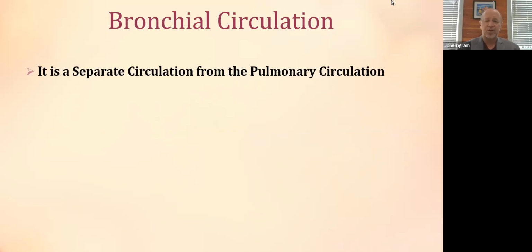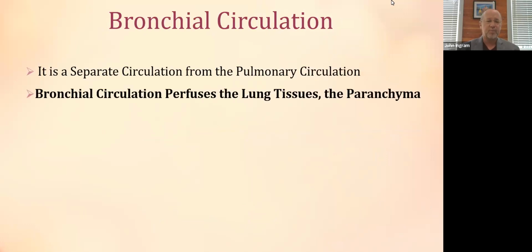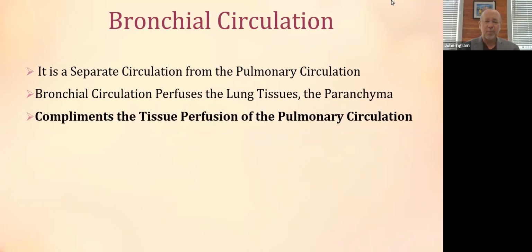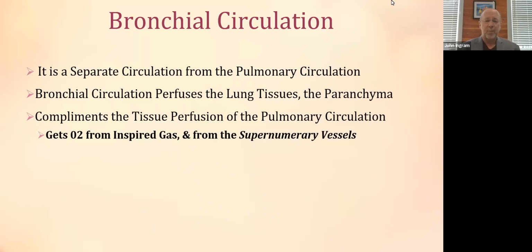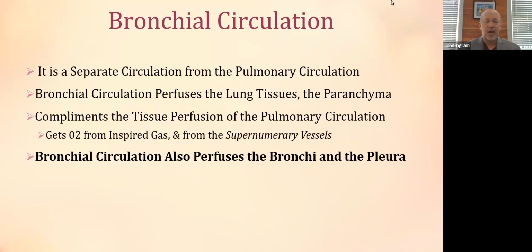It's a separate circulation entirely from the pulmonary circulation. The bronchial circulation's primary function is lung tissue perfusion. It complements the tissue perfusion already taking place in the pulmonary circulation, where the tissue gets oxygen directly from inspired gas and also from supernumerary blood vessels that branch off from the arterioles in the surrounding area and perfuse lung tissue in the immediate area of the alveoli. But the bronchial circulation also perfuses the bronchi and the pleura.